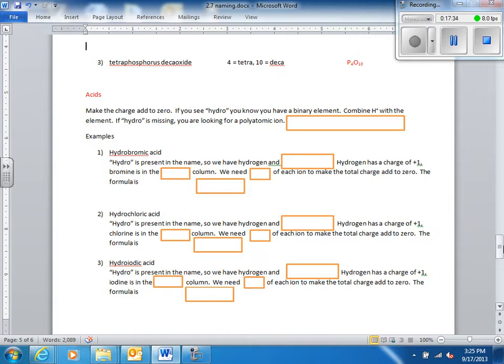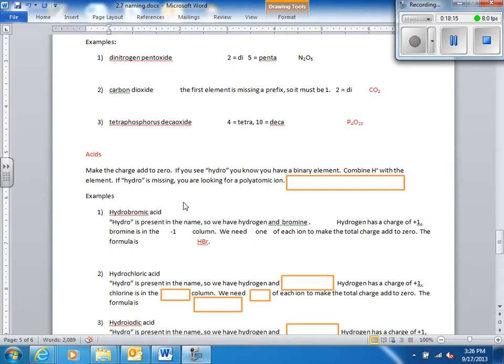So, you have to make the total charge add to 0. Acids confuse students because of this hydro, like, do I include the hydro, do I not? When do I have hydro? First off, acid means H. Hydro means binary. So if you see hydro, you know you're not dealing with a polyatomic ion. So, hydro is present. So we have hydrogen, and what's that second element? It is bromine. And hydrogen has a charge of 1. Bromine, look it up in its column. Its charge is -1. So how many do we need? We need 1 of each, and the formula would be HBr.